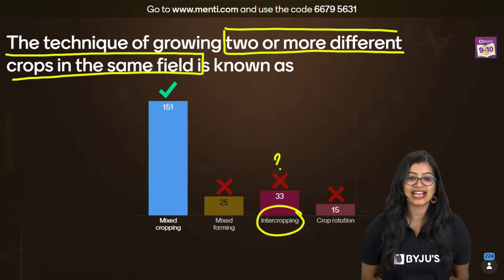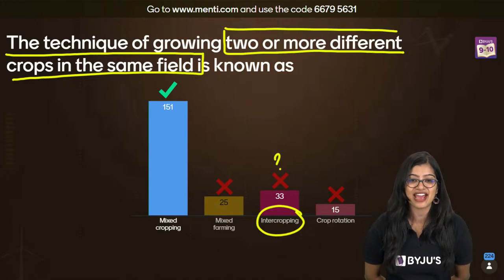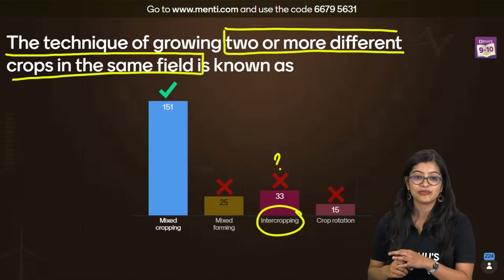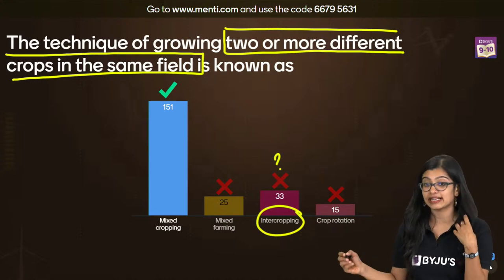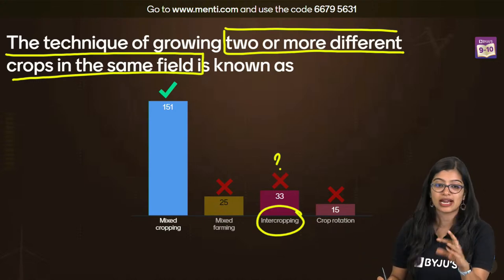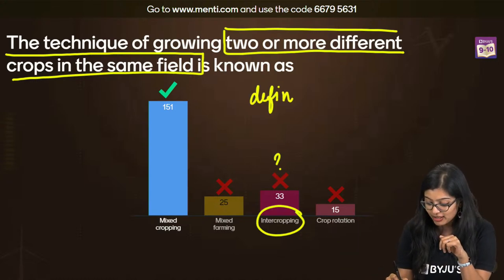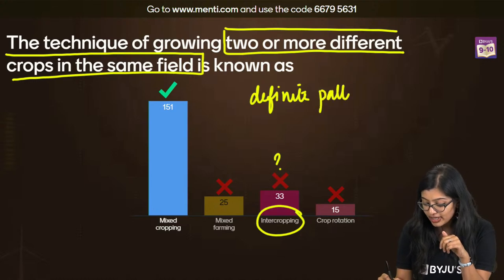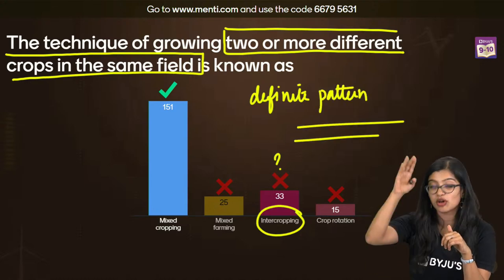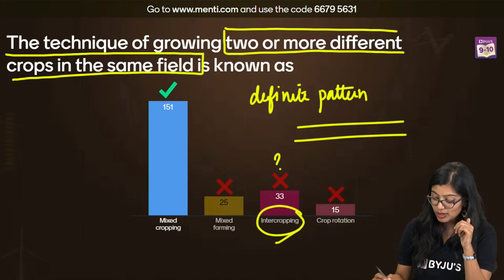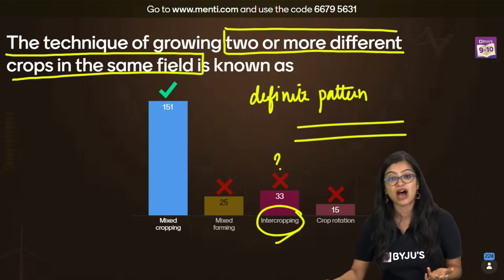Very good. Exactly. Very good. So proud of you. If simultaneously, exactly. Himanshi, one thing I'll agree with you and I give it to you that if simultaneously is there, then okay. But the main thing is a definite pattern, right? So if there is a definite pattern where either in rows or maybe in columns it is grown, that will be intercropping.